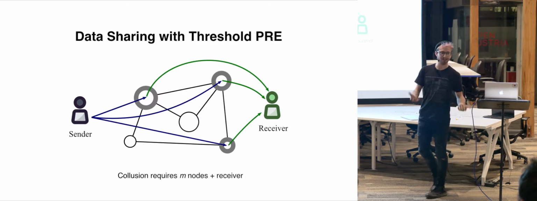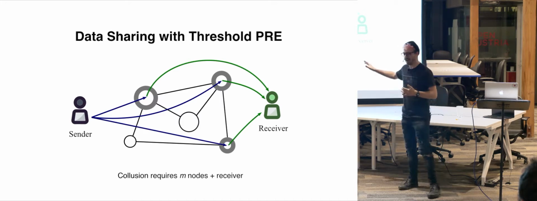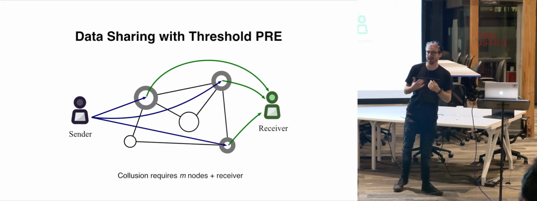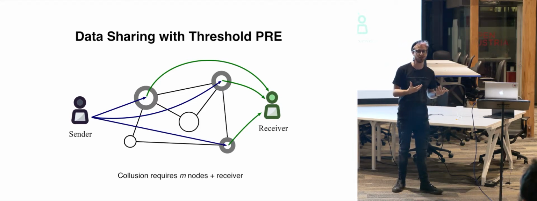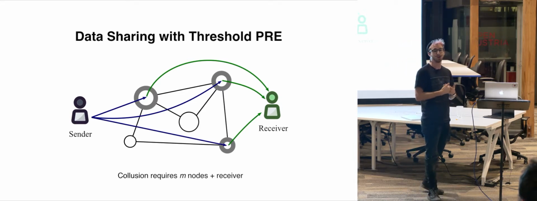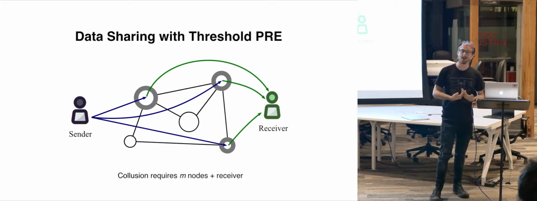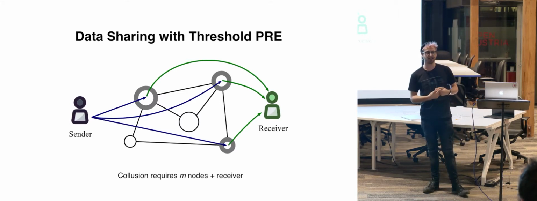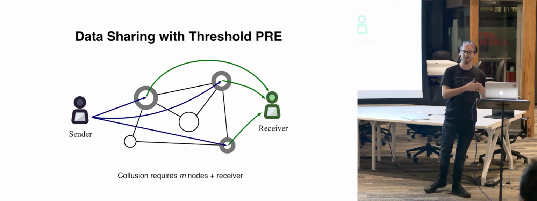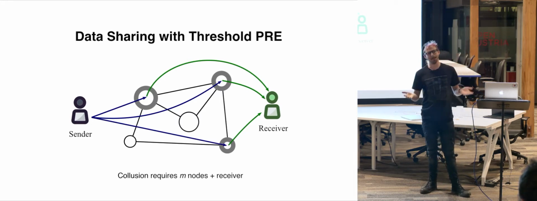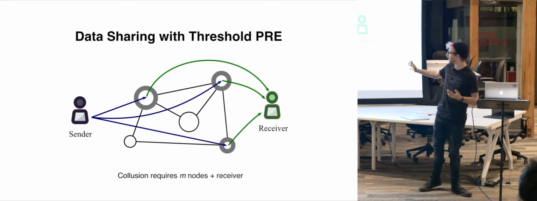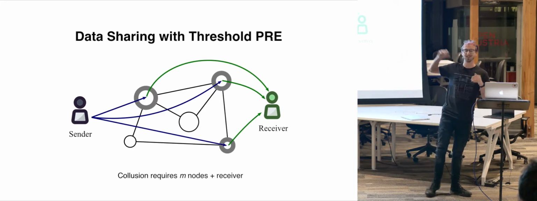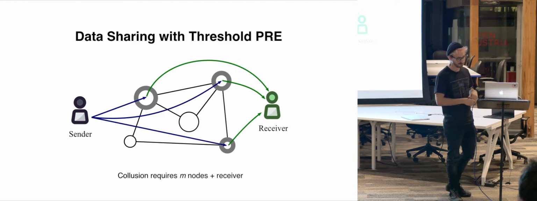Collusion to perform any of these attacks would then require M nodes and the receiver to collude together to prevent access. In traditional proxy re-encryption schemes, the receiver can collude with the proxies or the Ursulas to gain access to Alice's private key or just gain access to the data. But in this case, that kind of thing would require collusion with all these nodes together, plus the receiver himself.